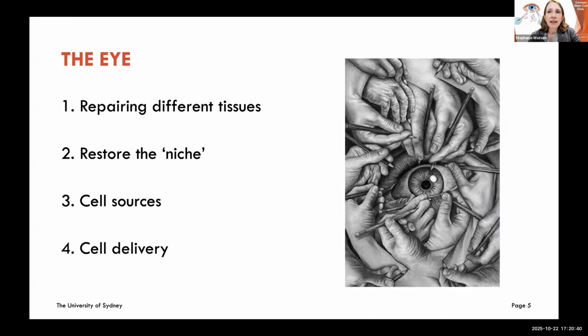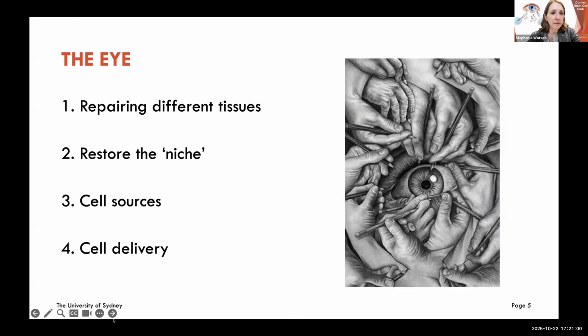A lot of our current techniques, and when we developed our technique, relied on taking some tissue from the other good eye to grow it to then transplant back to a bad eye. But we need cell sources that don't rely on using healthy tissue from the patient's other eye, and also better ways to deliver stem cells to the eye.